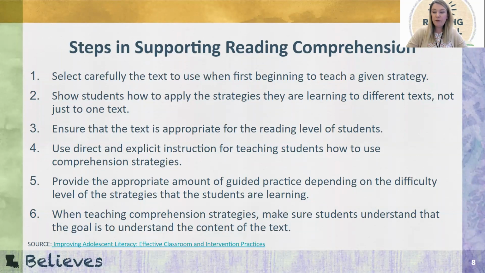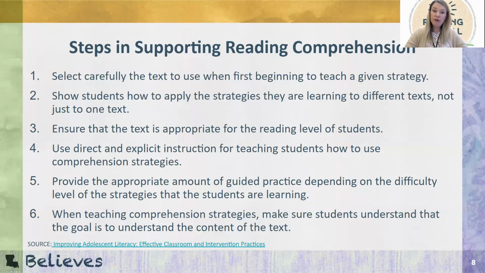So here are some steps. Before we even pull the strategy out, we need to talk about how do we even prep the class, the materials, what has to happen before we use the strategy. You want to select carefully the text to use when first beginning to teach a given strategy. You don't want the cognitive load of the text to be so heavy. They're trying to determine what the words even say while applying the strategy for the first time. You might want to pick something. If the class that you're teaching is on level with the text that you're already teaching, then use that.